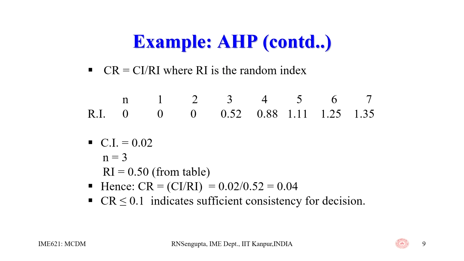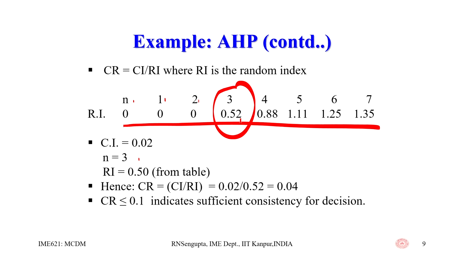So, the scoring system for the criticality index or ratios is given. The random index values for n = 0, 1, 2, 3, 4, where n is basically the size of the matrix, are given. The critical index has already been found out, which is 0.02, and n is 3, the size of the matrix was 3. Based on the table, we have 3 and 0.52, so we are considering 0.50.